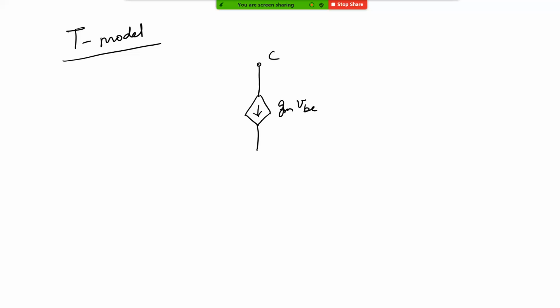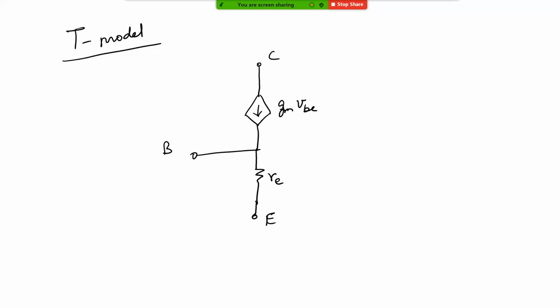Let me just take a pause here and let me draw the T model. Earlier we saw what is called the hybrid pi model. There is also what is called the T model, which is a small signal equivalent circuit model. Here the model is like this. You have the collector, and as we would expect, you have gm times small vbe as the current coming here, that's the collector current. And now this is your base terminal, and this makes use of this re in the emitter terminal.